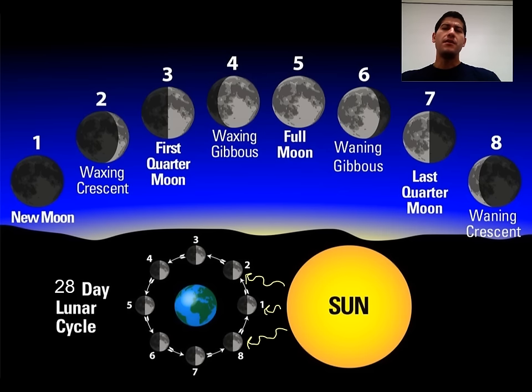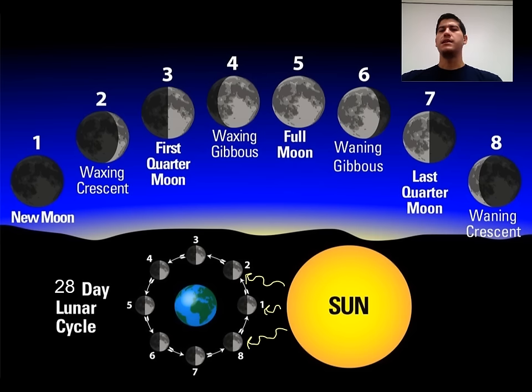Just like the Earth, half of the moon is always illuminated by the sun. The side of the moon facing the sun is illuminated, or lit up, and the side of the moon facing away from the sun is in darkness. The changing shapes of the moon are just the portion of the illuminated moon that we can see from the Earth. Take a look at the moon at position 1 down here.